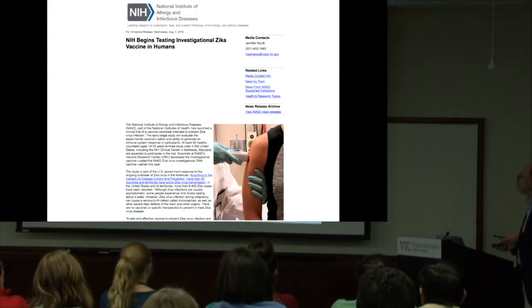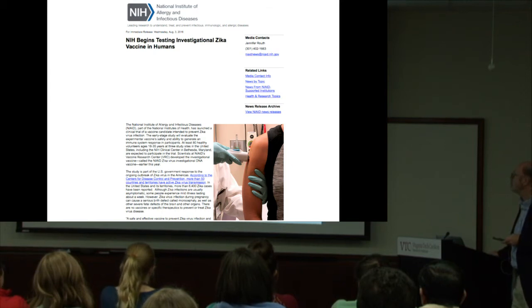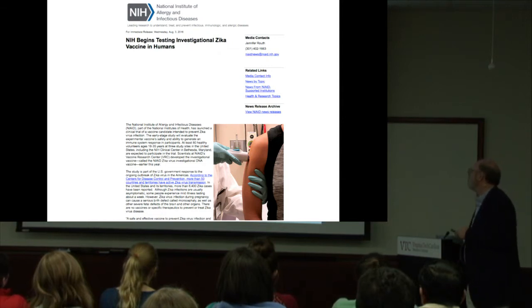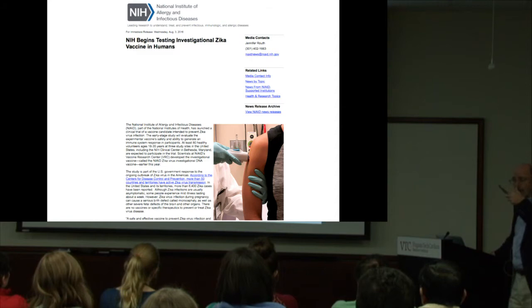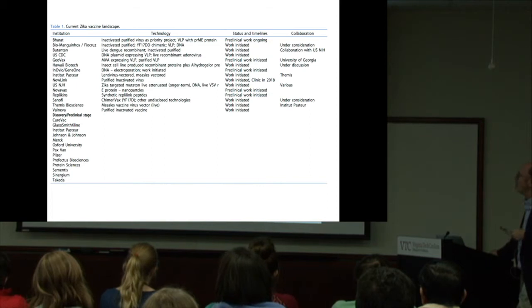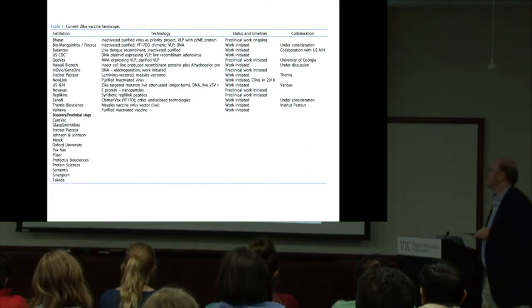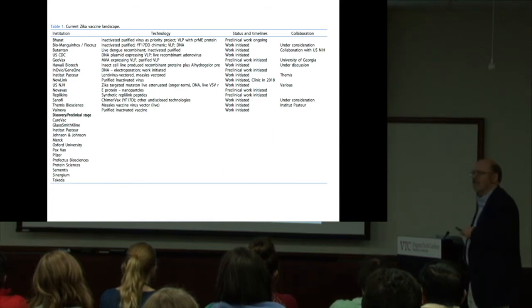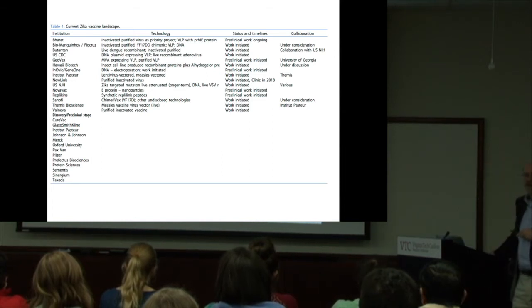The good news is that the NIH has already moved into phase 2 and probably will soon move into phase 3 clinical trials. This is a DNA-based vaccine, but there are a number of vaccine candidates that the Vaccine Research Center is currently working on. And they are not alone. There are probably more than 18 fairly well-established groups that are developing different types of Zika virus vaccine.